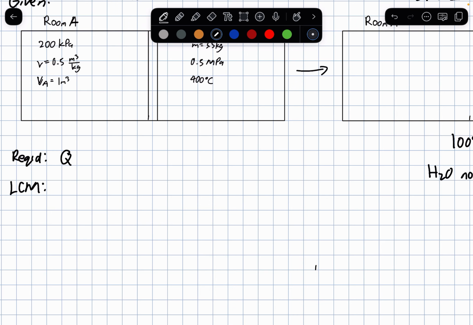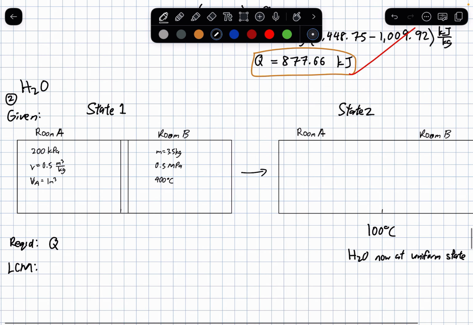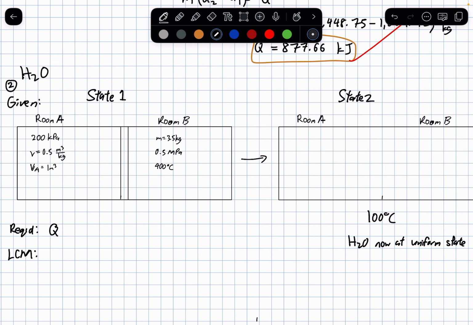So first things first, material balance. Is the process steady state or transient? In this scenario, our process is steady state. There is no mention of accumulation. So M1 is M2 is MSS.